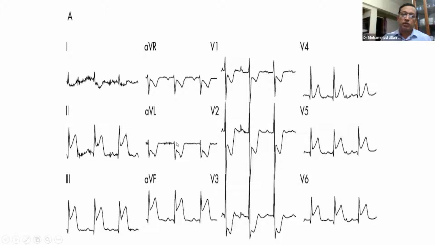In case of LCX, the ST is usually isoelectric or there is elevation of the ST segment. If you compare the ST depression between lead 1 and aVL, the ST depression in aVL is higher. This also indicates a right coronary artery lesion. And if you compare the ST elevation in lead 3 with the ST depression in V1, V2, V3, the ST elevation is higher. This also indicates that this patient has a right coronary artery lesion.